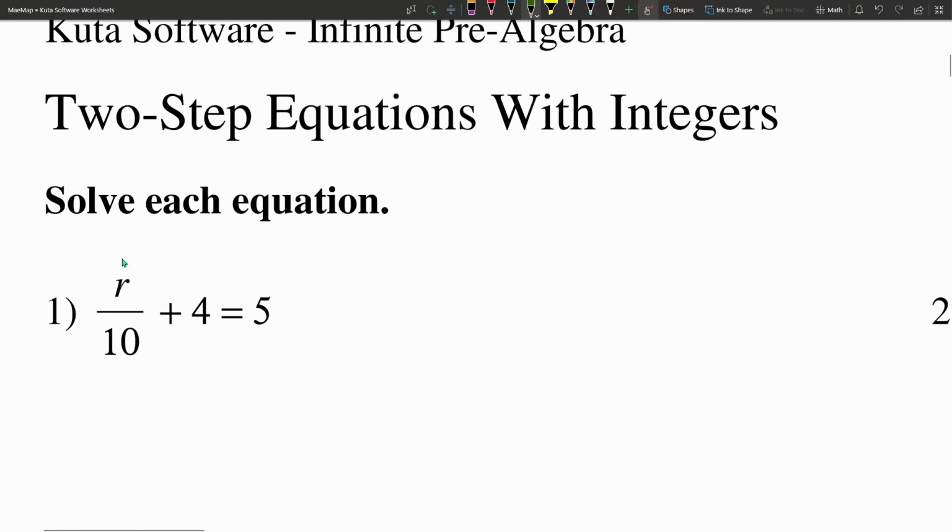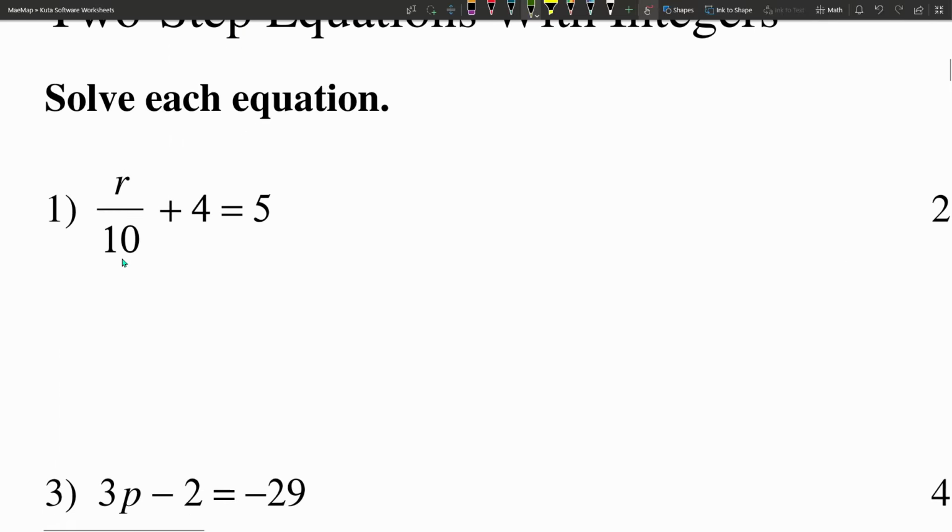Remember, our goal is to solve the equation. So to solve the equation, we need to figure out what our variable is. In the case of number one, our variable is r. Now, a good piece of advice for solving these equations is to think of our order of operation. PEMDAS: parentheses, exponents, multiplication and division, and then addition and subtraction, working left to right for each.